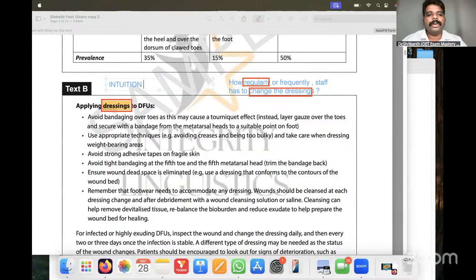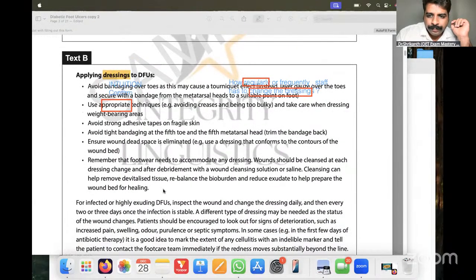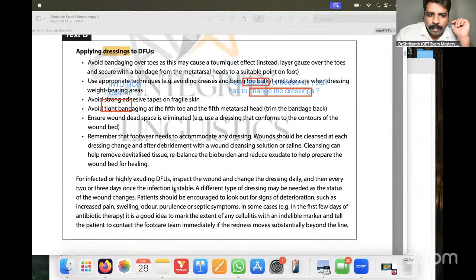Now I just need to confirm if my intuition is correct or not. So let's see whether it is possible. Let's just read over here. Avoid bandaging over toes as this may cause a tourniquet effect. Use appropriate dressings. Avoid strong bandages, avoid tight bandaging, ensure the wound is eliminated. Wound bed.